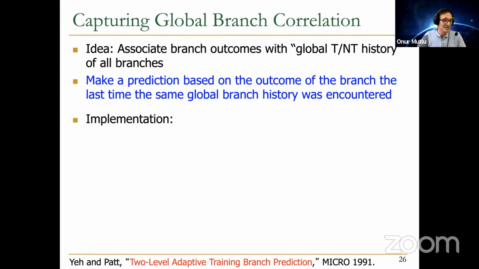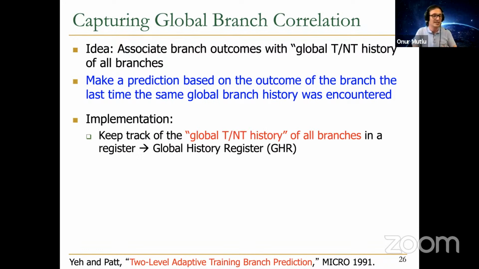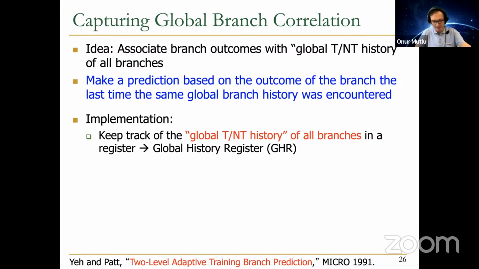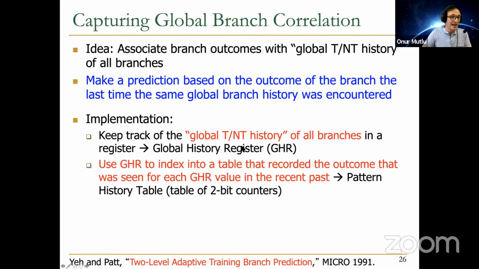Okay, so one implementation of it, which is actually the most common implementation, is that you keep track of the global taken, not taken history of all branches in a register called the Global History Register, GHR. I'm going to give you an example of this. In fact, the Scott McFarling Combining Branch Predictors technical report that I assigned as reading calls it the Global Register. It's the same thing. And you use the Global History Register to index into a table that recorded the outcome that was seen for each global history register value in the recent past. Basically, for each global history register value, you have an outcome.